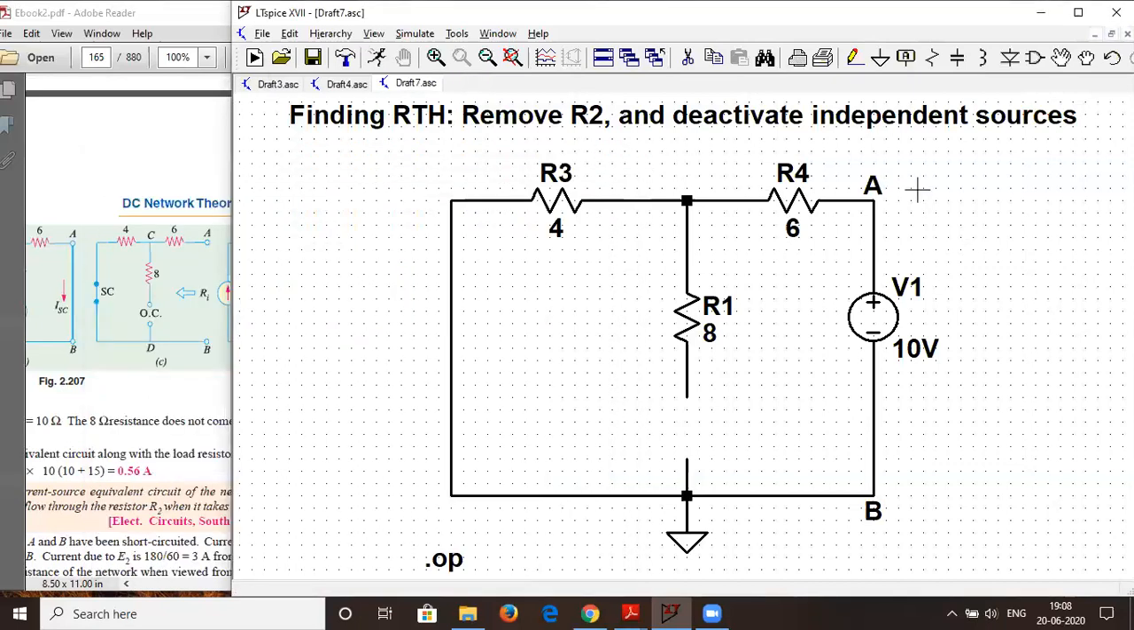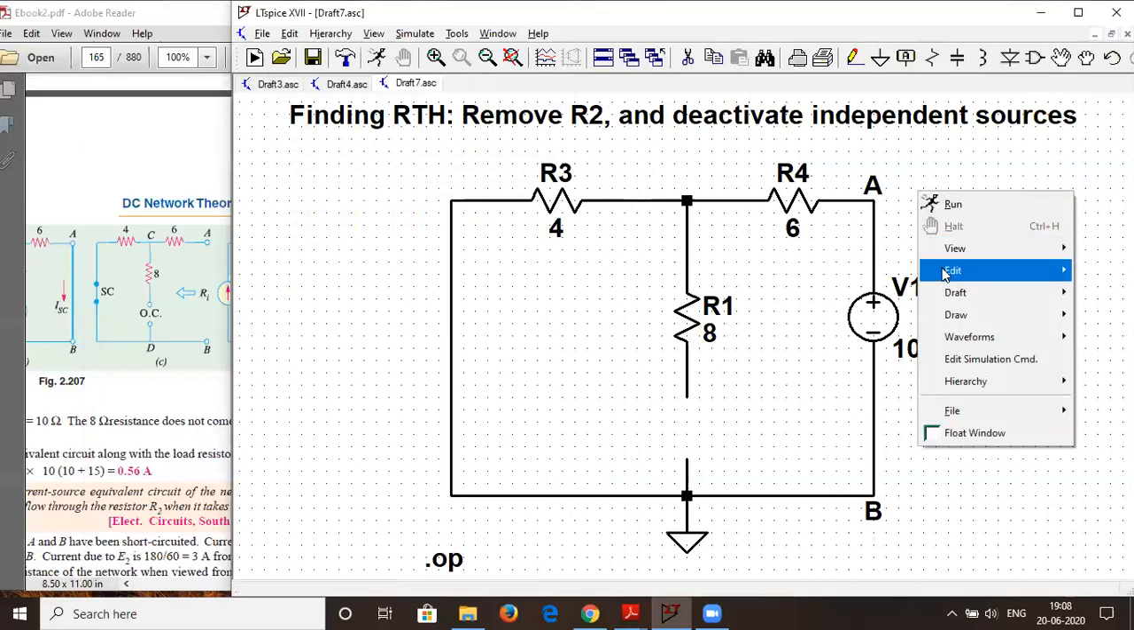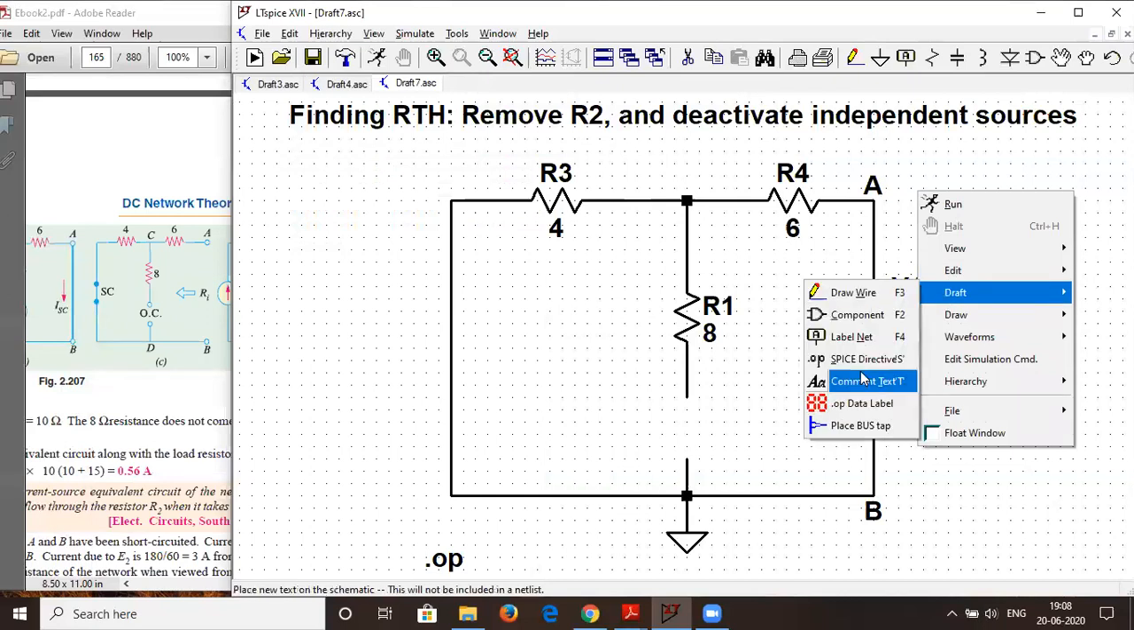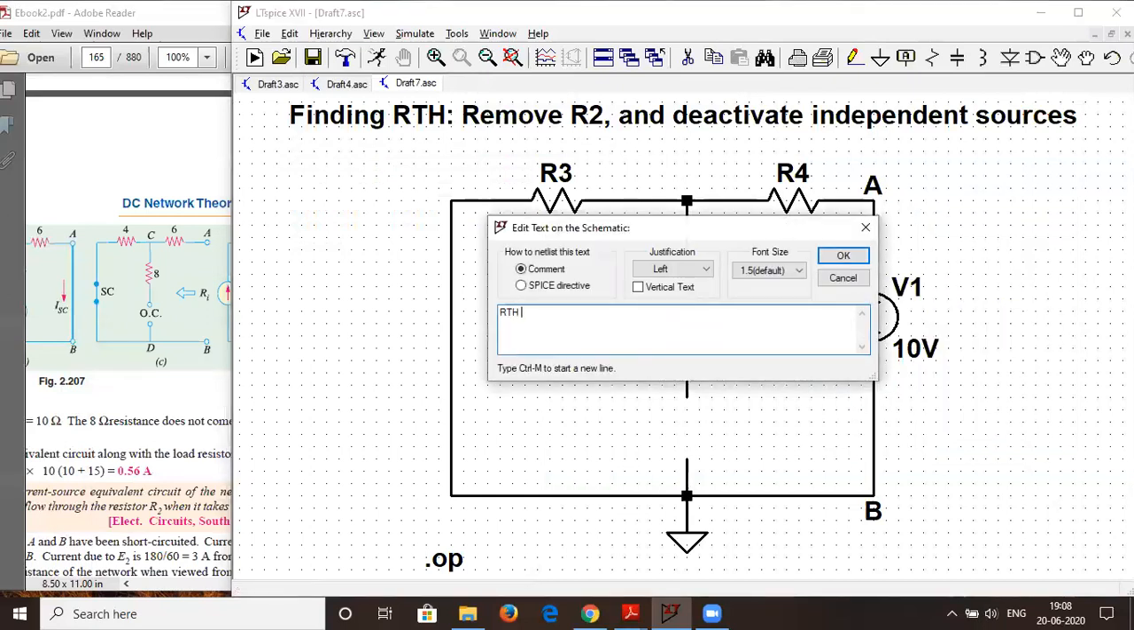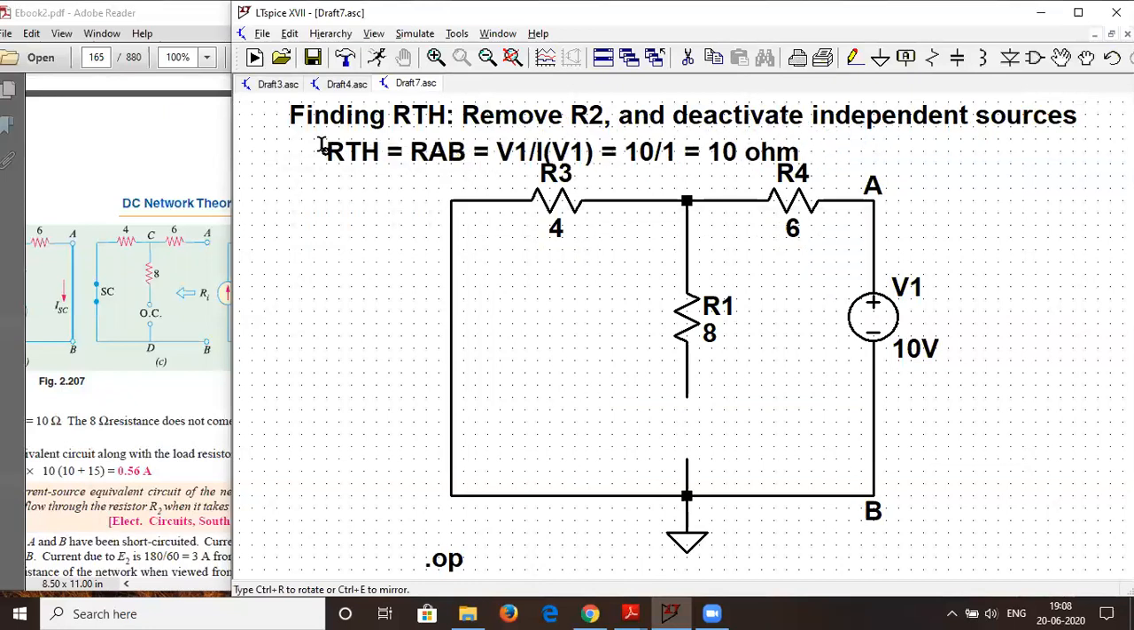So let me just write it over here, that RTH or RAB is equal to V1 divided by I of V1, which is equal to 10 divided by 1, which is equal to 10 ohms. So basically we got the value of RTH.